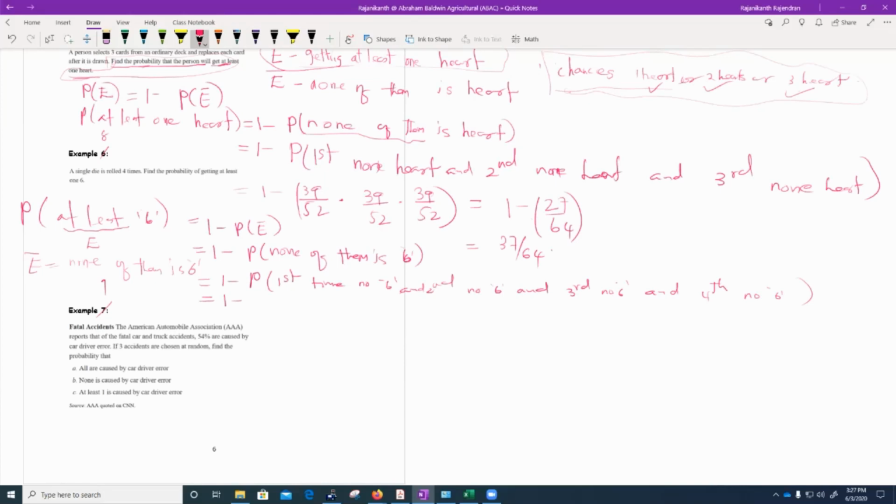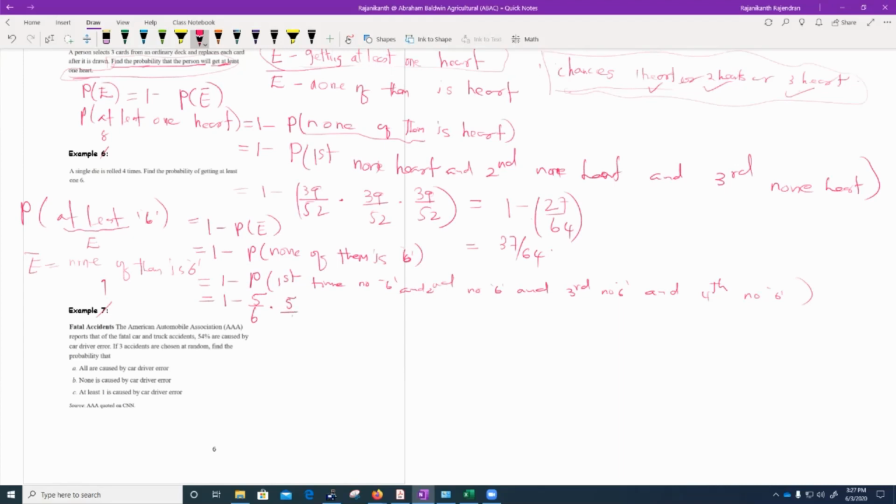So then ask yourself, what is the probability of getting no 6 on your die? Remember, there are six possibilities. Of course, one of those six possibilities is getting number 6, but getting a number other than 6 is going to be 5 chances out of 6.